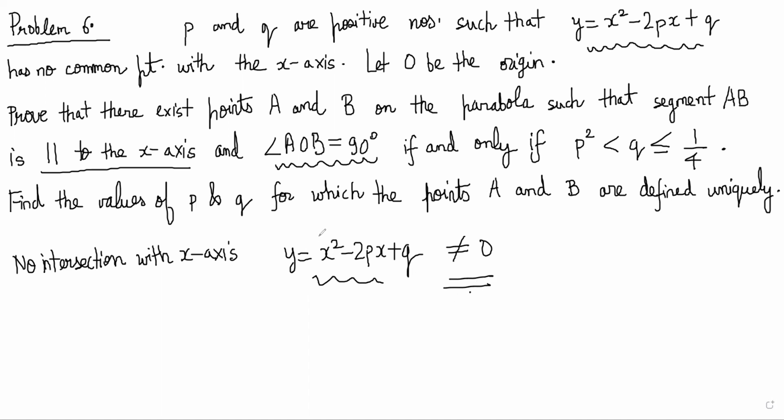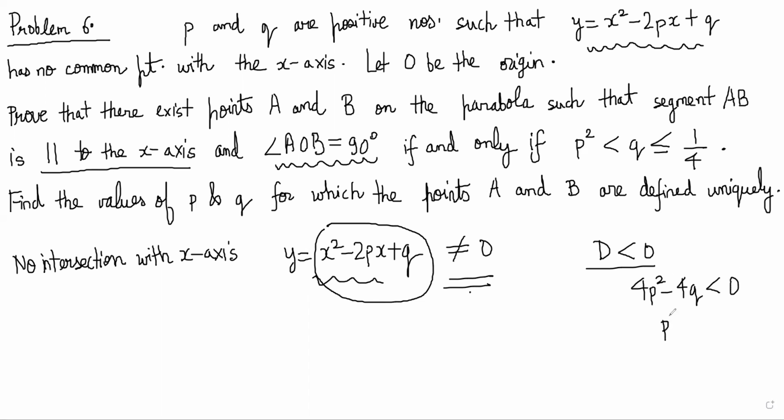So that means this quadratic equation in x has discriminant less than 0, right? Because when a quadratic has discriminant less than 0, it has no real roots, so it will not intersect the x-axis. So if you put that condition, you will get 4p square minus 4q is less than 0, and you get p square is less than q. So the first half of the condition is already solved, right?